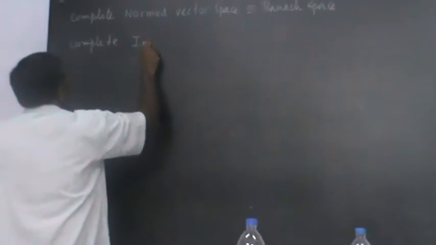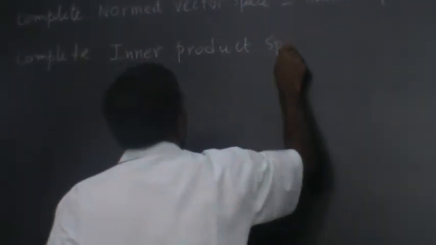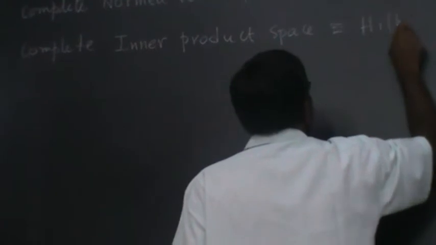Complete inner product space is called Hilbert space.